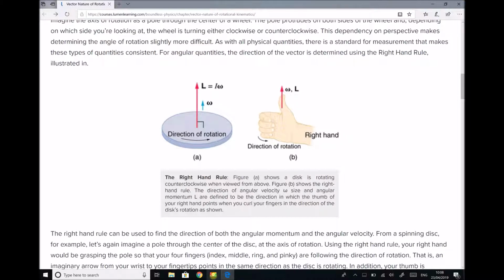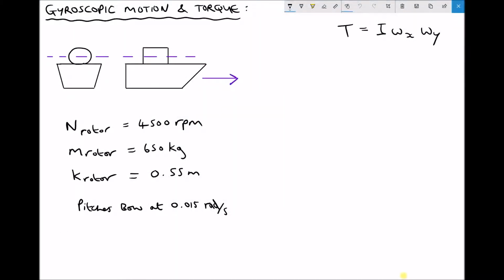So let's apply this to an example. For the purpose of each of our examples, we're going to be looking at situations where we have two angular velocities acting mutually perpendicular to each other, or at right angles to each other. And what we're going to do is determine the effects in terms of torque as a result of those two angular velocities. Now all of this will become a bit more apparent as we work through the example.